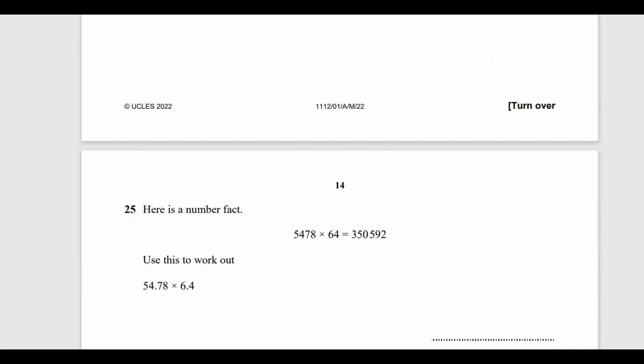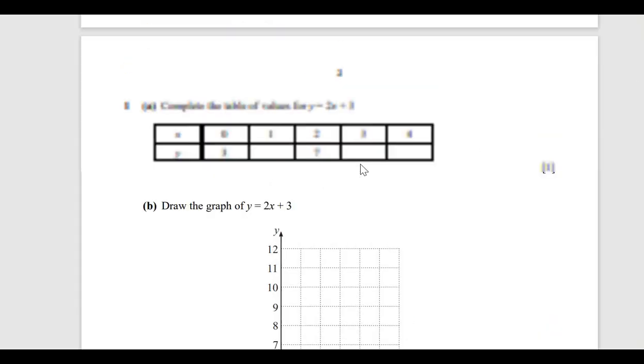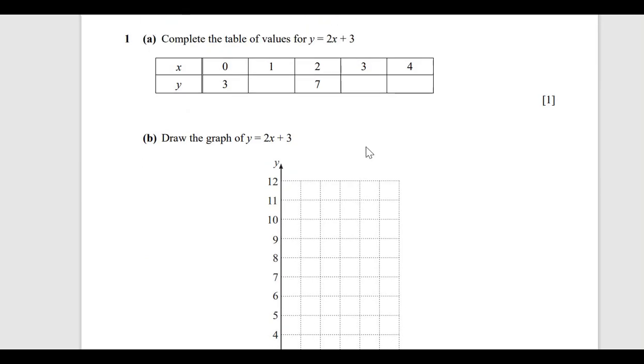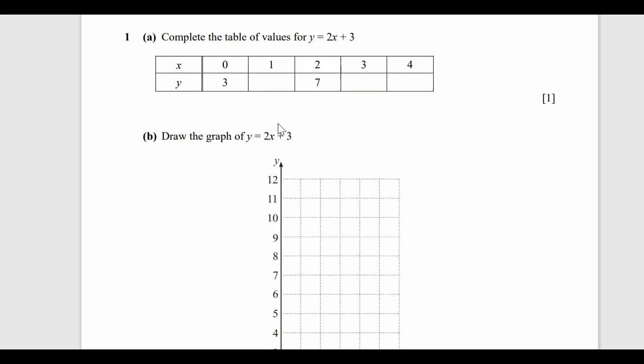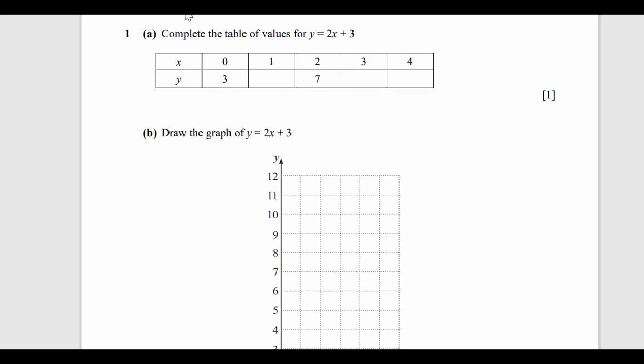Now, after you have done the questions on your own, let's see the discussion together. If the given time is 60 minutes for 30 questions, it means one question is only 2 minutes of allocated time. Now let's get started. Question 1, complete a table of values for y equals 2x plus 3. So if x is 0, 1, 2, 3, 4, what is y?